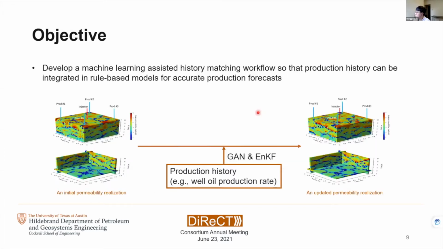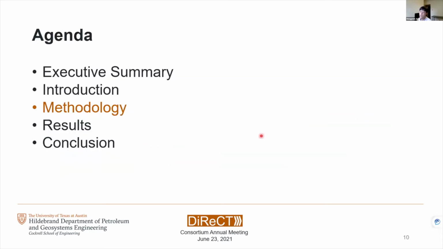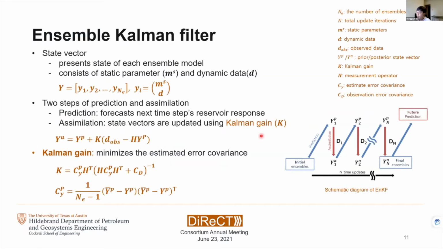So the objective in this presentation is to develop the machine learning assisted history matching workflow so that we can integrate the production history to get a better reservoir model in the end. And to do so, we are going to explain the GAN and Ensemble Kalman filter in the following slides. Let me get started with the Ensemble Kalman filter.